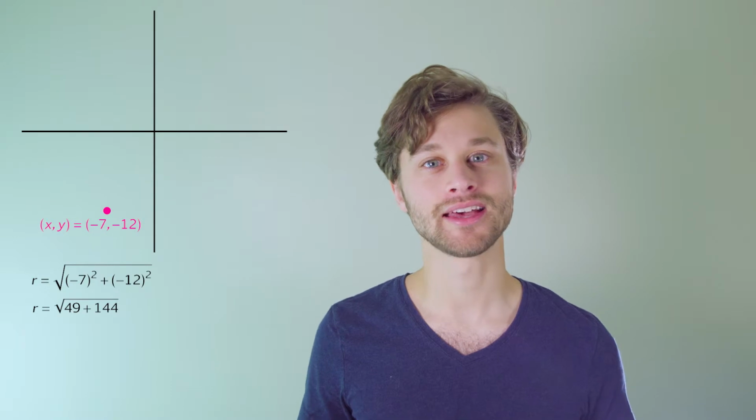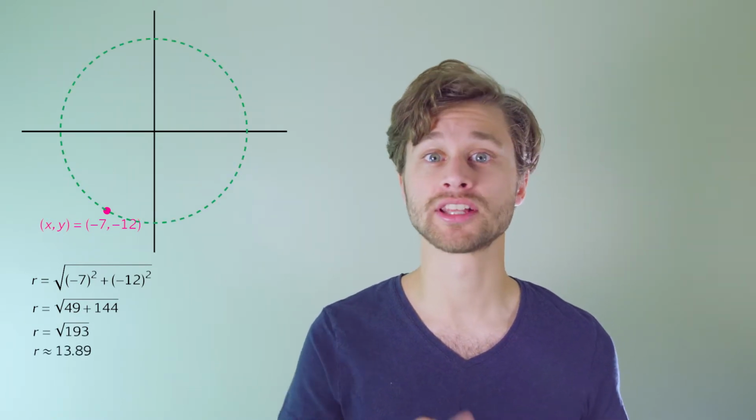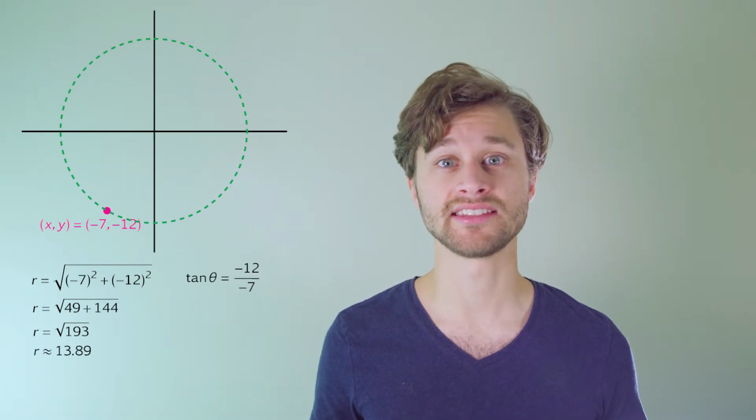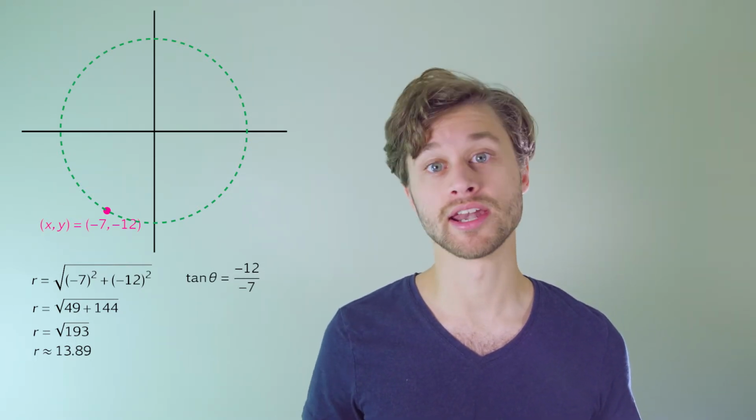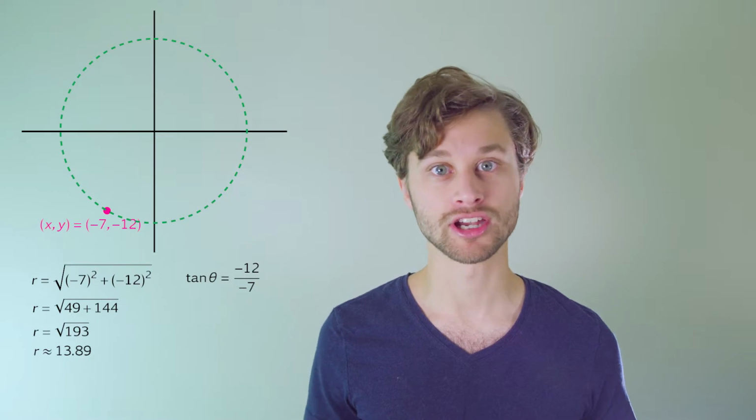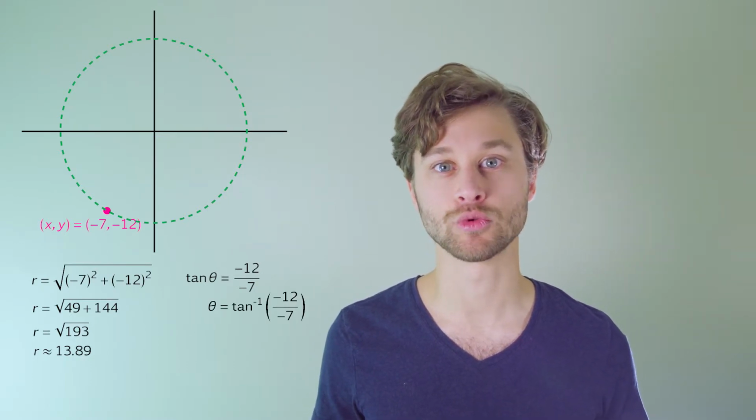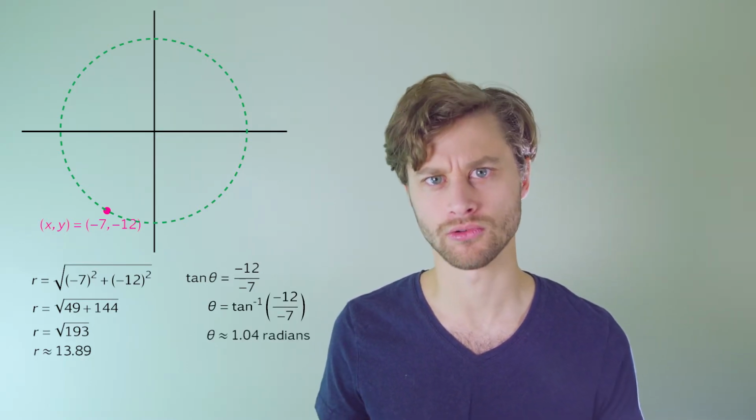Well, I know r is just the square root of -7 squared plus -12 squared, and doing a little bit of math, we find that that equals about 13.89. But what about theta? Okay, so let's take the tangent of theta. We know that that is equal to -12 over -7. Taking the arctangent of both sides, we find that theta is equal to 1.04 radians or thereabouts.